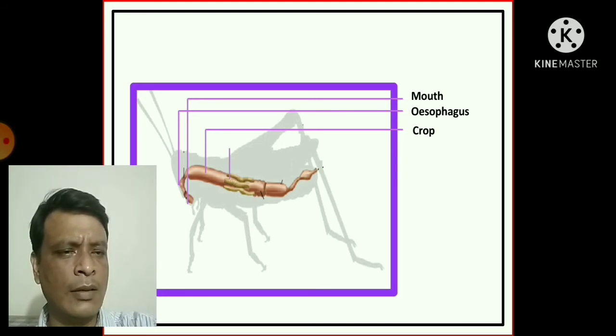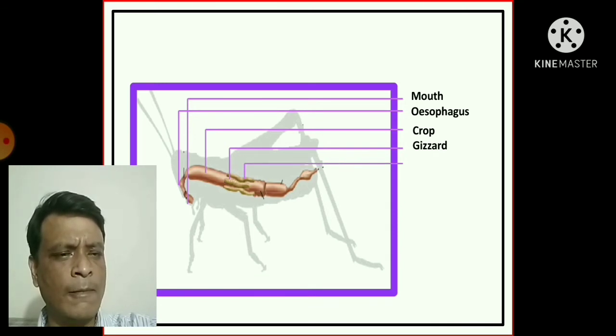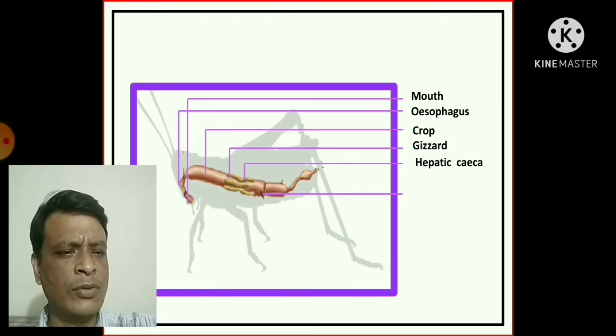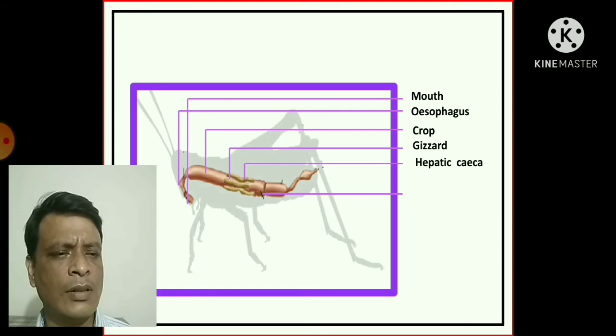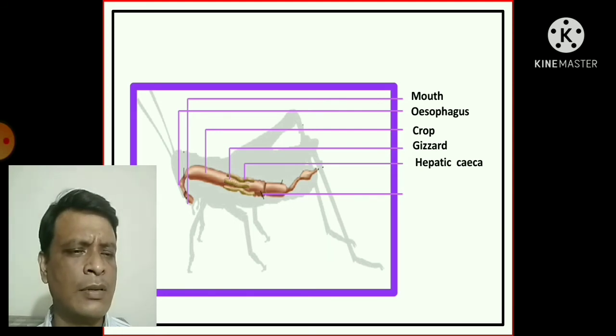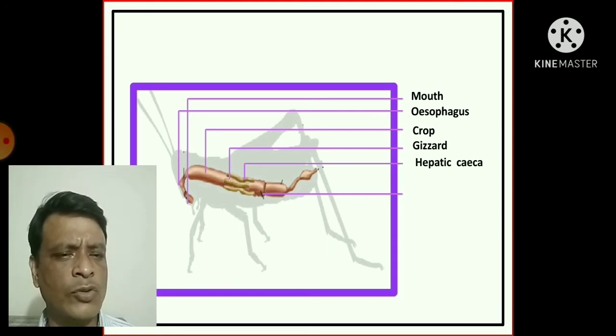Just behind the crop, there is another very important structure that is called the gizzard. Near the gizzard, there are some hepatic cilia which are also found. Hepatic cilia originate from the gizzard, and this hepatic cilia also act as digestive glands in grasshopper.